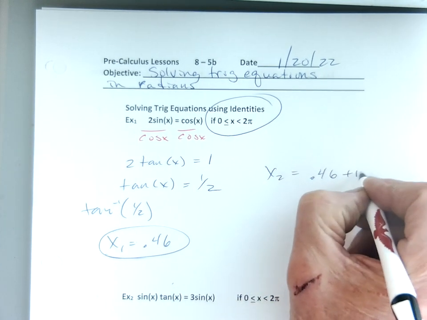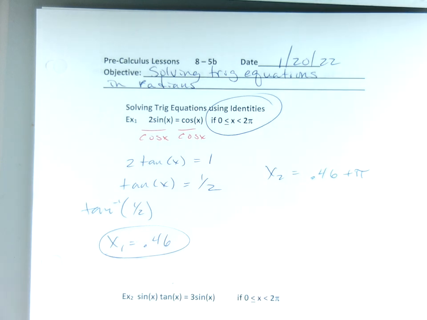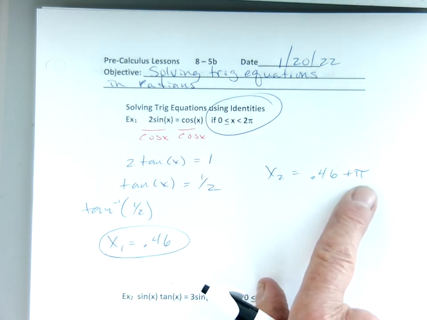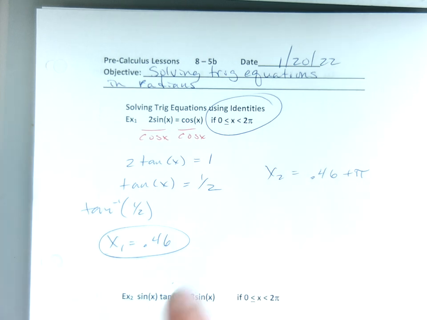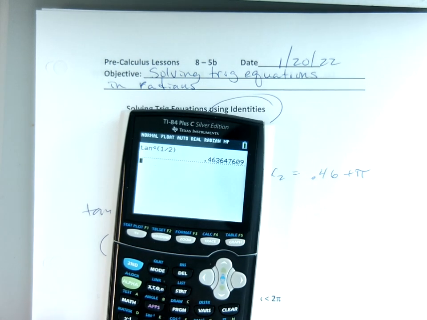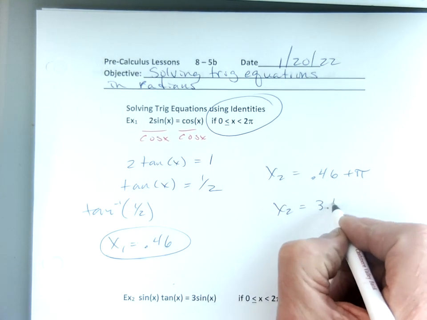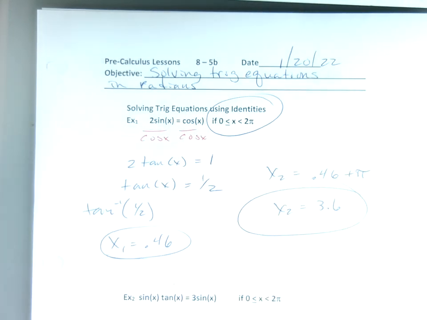And then my reference angle chart says that for x2, take 0.46 plus pi. Remember your angle chart tells you how to get the other one, right? I'm going to add pi to that for my second angle. Plus pi, and I get about 3.6. How's that? So the trick, the start, was to make it into tangent, right? That was the trick, okay?